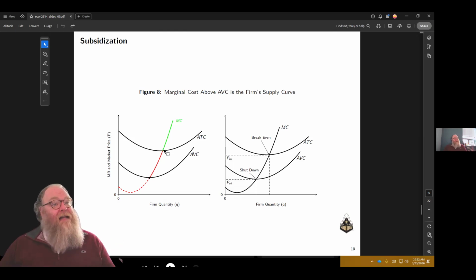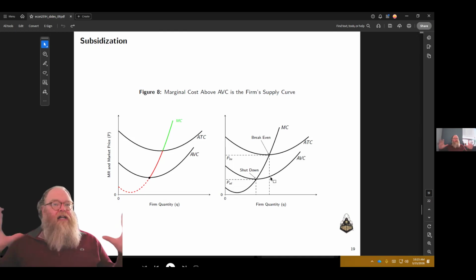Now, the minimum of ATC is a very, very important point as well. The minimum of ATC is what we call the break-even point. Okay, so what I mean by that is that if the market price is such that the firm would produce at a level where MC intersects ATC, then that means that the firm would exactly break even. That means zero profits. And so if the firm produces at the break-even point, they earn zero profits. If they are able to produce beyond the break-even point, then they will earn greater than zero profits.